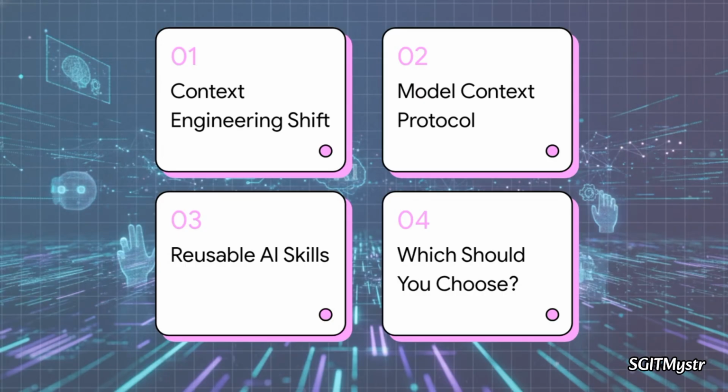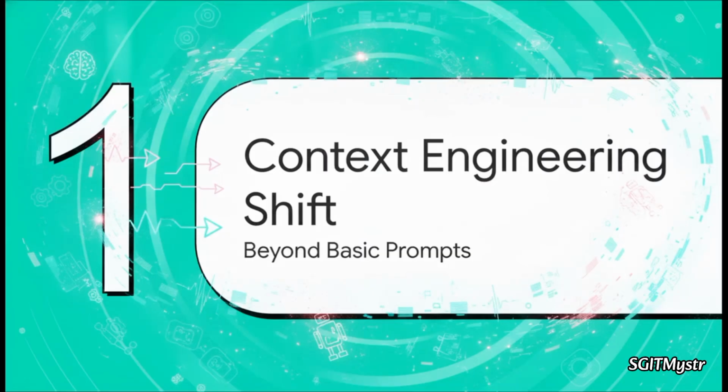We're covering 4 main areas: the context engineering shift, the model context protocol, or MCP, reusable AI skills, and finally, a breakdown of which one you should actually choose. Let's jump right into section 1, the context engineering shift.